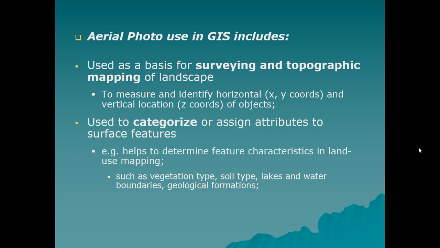Aerial photos may also be used to actually identify categories of spatial features on the Earth's surface, as well as assign labels or characteristics. In other words, assign attributes to them. For example, it may help to determine feature characteristics in the land use mapping type, such as the various vegetation types, soil type, lakes and water boundaries, geological formations.